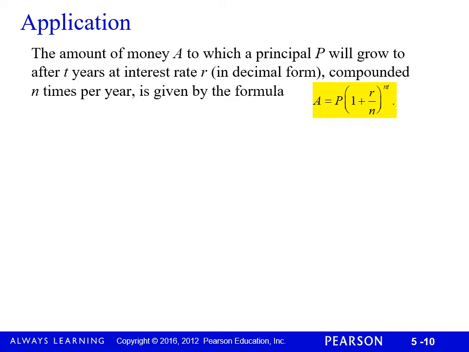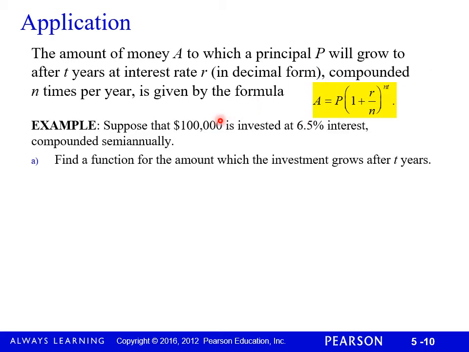At an interest rate r, and we convert interest rates into decimal form by moving the decimal 2 to the left. Compounded n times per year is given by the formula: future amount equals principal times 1 plus interest rate over number of compound periods, this whole parenthesis quantity raised to the power of compound periods times the number of years.